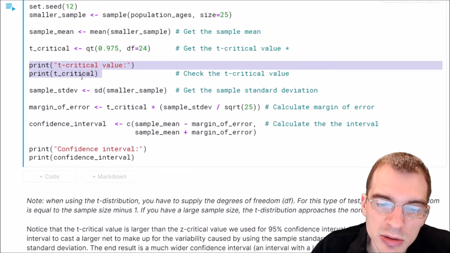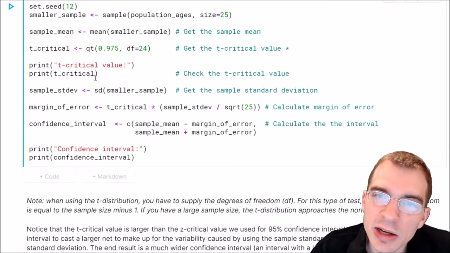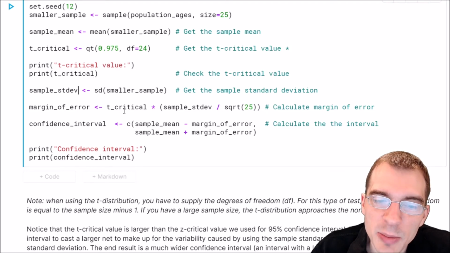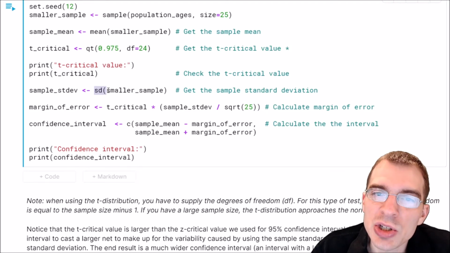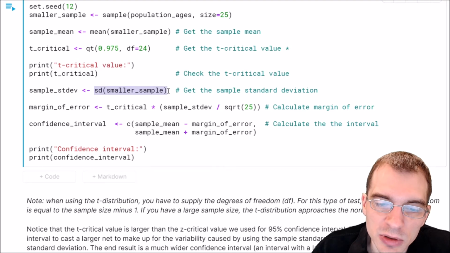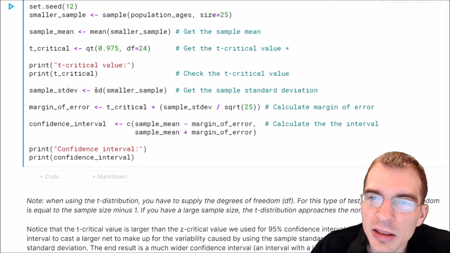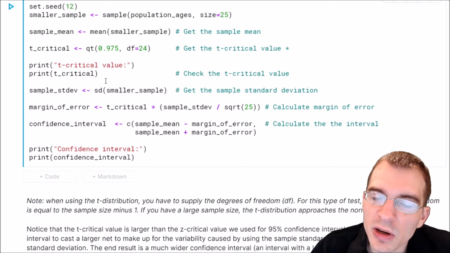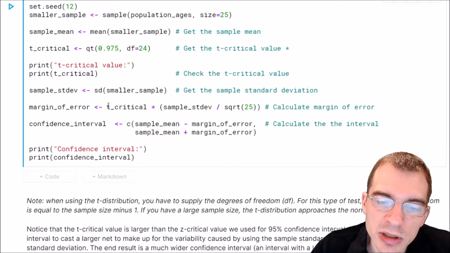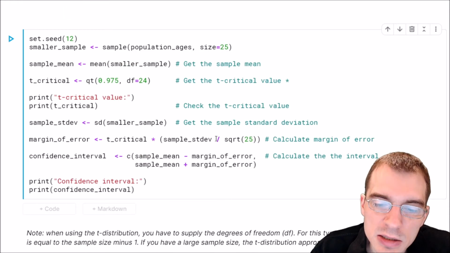We'll print that out. Then we want to get the standard deviation of the sample. So instead of using the population, we have to use the sample itself. So we're going to get that there. And then the margin of error calculation is very similar to the one we did above. Instead of using z-critical value, we use t-critical value. And then we multiply it by the sample standard deviation instead of the population standard deviation. And again, dividing by the square root of the sample size.